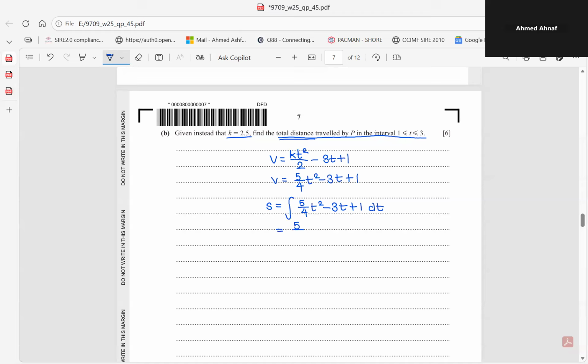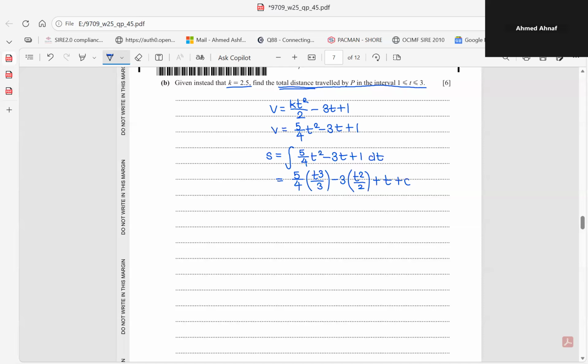So 5 over 4, keep alone, and then t squared just integrate, you get t cubed over 3, and then minus 3, you integrate t, you get t squared over 2, and then for 1, you just get t plus c. So this one will just be 5 over 12 t cubed minus 3 over 2 t squared plus t plus c.